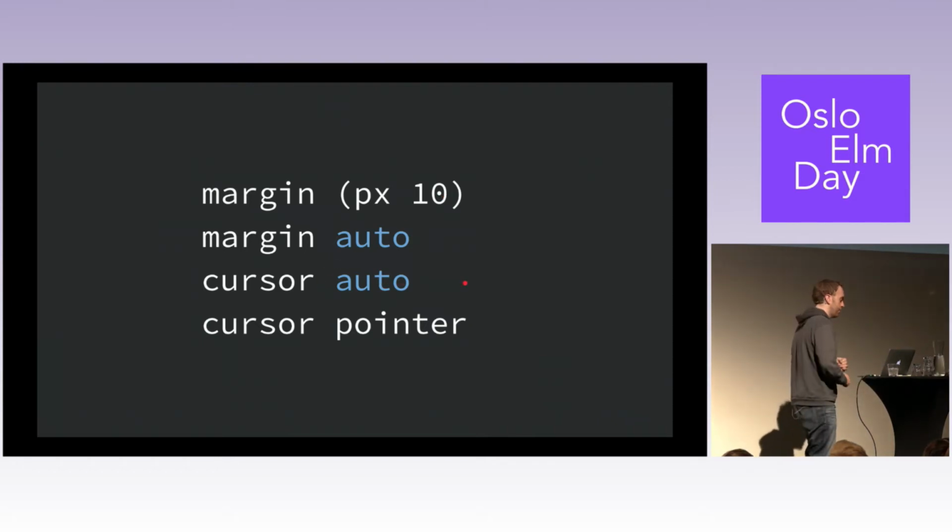Here's the problem. What are the types of these such that it has those characteristics? How can it be that cursor accepts pointer but does not accept 10 pixels, which means those have to have different types, but cursor accepts auto and margin accepts auto, and margin does not accept pointer? So they have to be incompatible and yet compatible in the case of auto. How do you do that?